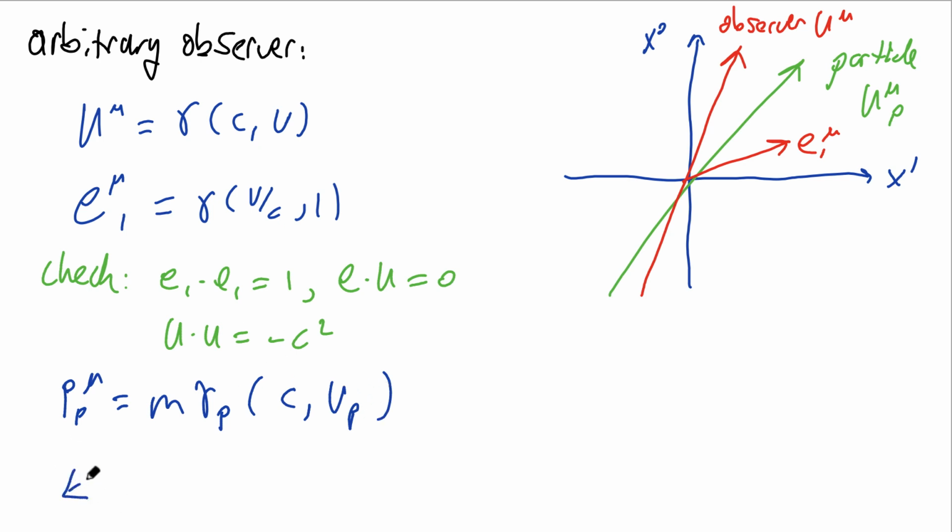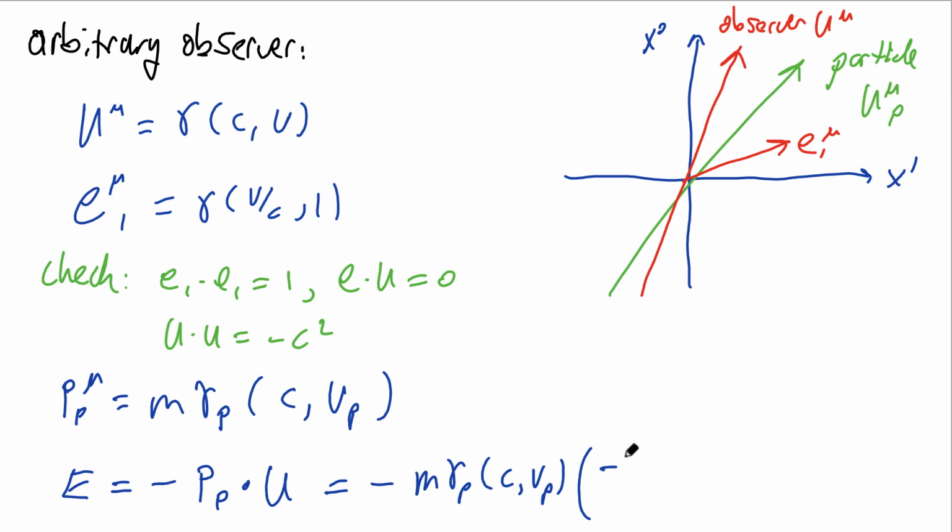So according to our prescription, we can compute the energy of the particle as seen by this observer as just minus the dot product of the particle 4 momentum with the observer's 4 velocity. So let's work this out. This is minus m gamma sub p c comma v sub p times the Minkowski metric, that's minus 1001, times u, which is gamma times c comma v.